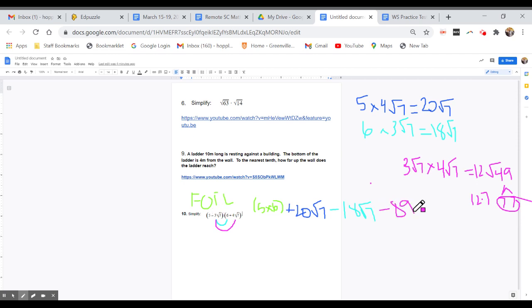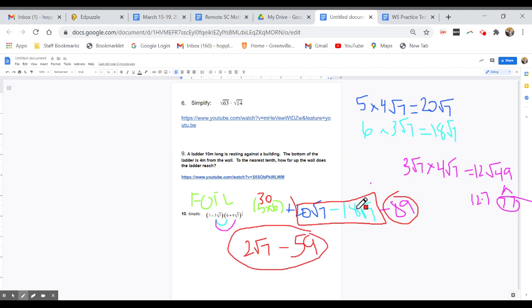Then your next step is to combine like terms. So I'm going to grab a different color again. I'm going to grab a red here. I have like terms here. And then I also have like terms on the outside. I have a 30, and then I also have this negative 84. So 20 minus 18 gives me 2 root 7. And then 30 minus 84 gives me a negative 54. So my final answer is 2 root 7 minus 54.